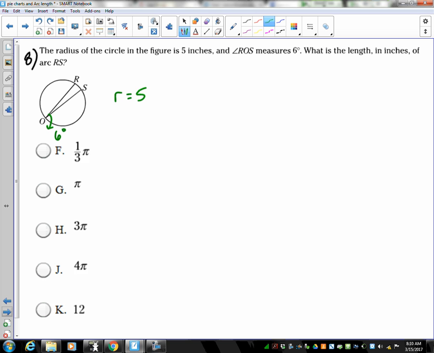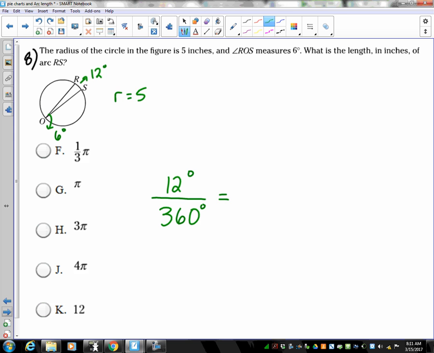Now let's talk about the measure first. So since that's an inscribed angle, the measure of arc RS would be 12 degrees. However, that's not the measure. That's the measure, not the length. Okay, so to find the length, we're going to set up another part to total proportion here. So the measure part of the arc would be 12 degrees as the part, and then of course 360 degrees is the total.